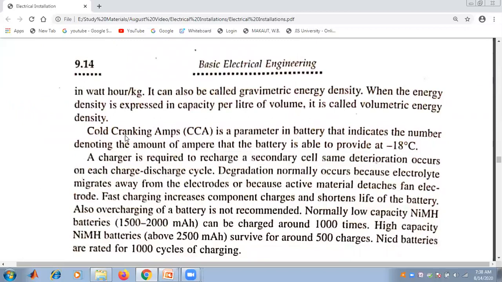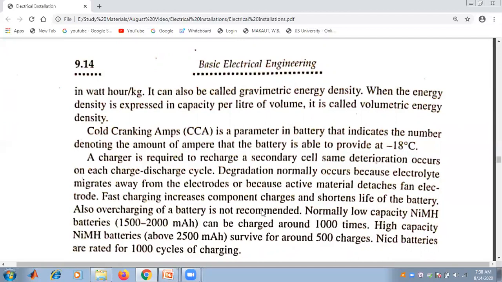The cold cranking amperes, that is CCA, is a parameter in the battery that indicates the number denoting the amount of ampere the battery is able to provide at minus 18 degree centigrade.